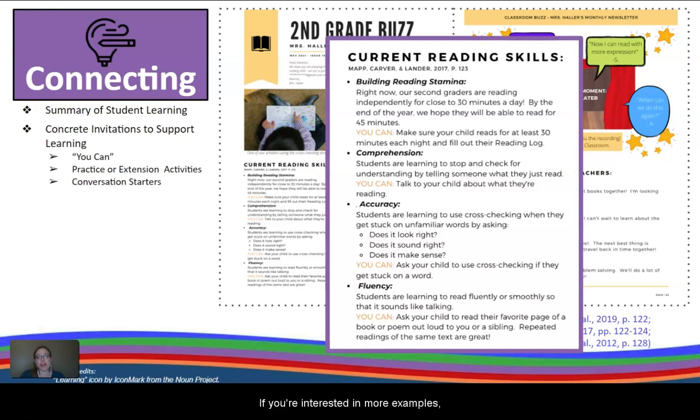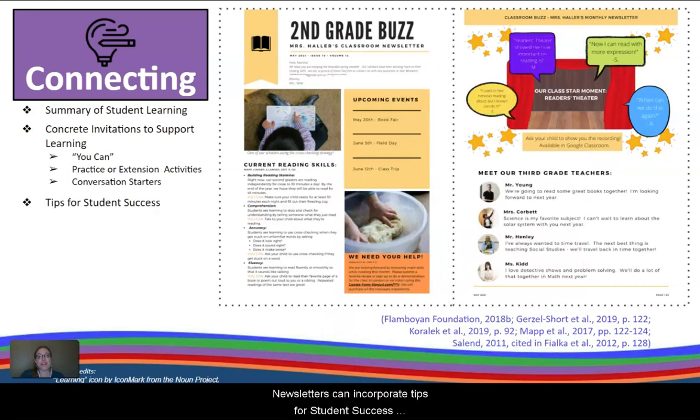If you're interested in more examples, we talk at length about different ways to empower families to support their child's learning at home in our PL Short on Texting with Communication apps. Newsletters can incorporate tips for student success, such as study skills or advice about transitioning into middle or high school. They can also connect families with community resources that relate to what their child is learning in school.